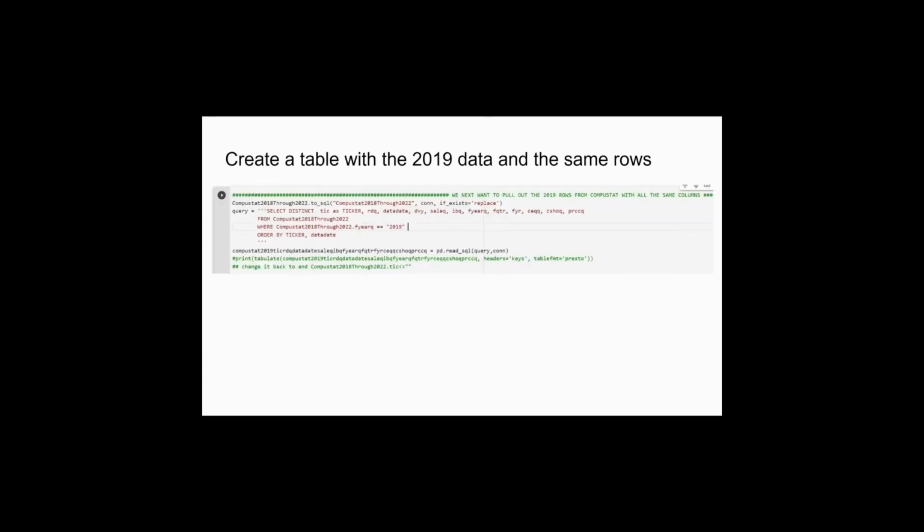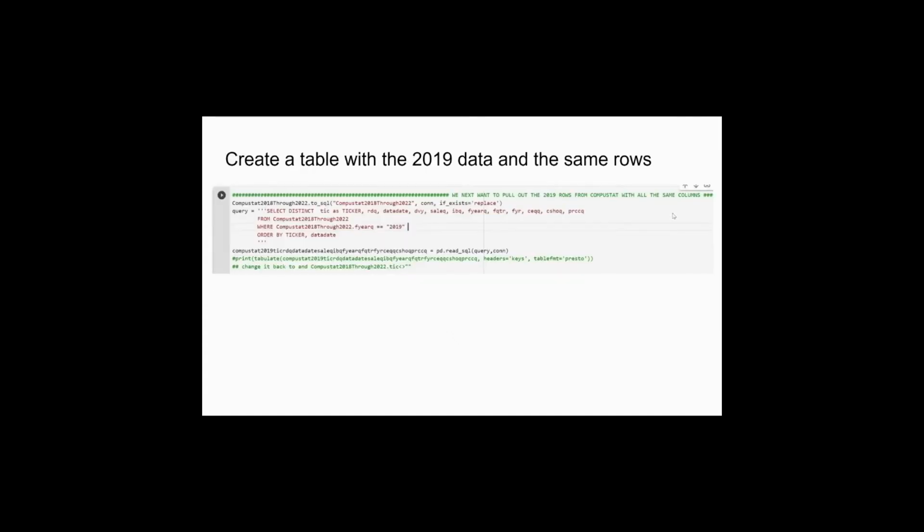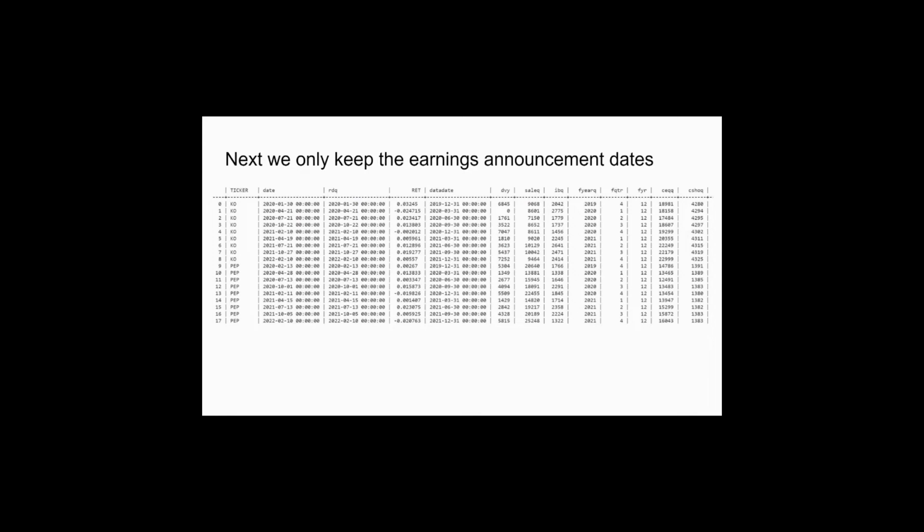Okay, so now this is for 2020 to 2022, and you can see it's for Coke and Pepsi. But now we want to create a table with the 2019 data and the same columns. Why do we want 2019 data? Well, we need to figure out what the sales were 4 quarters ago, and what the income was 4 quarters ago. The reason is that we need to calculate the seasonal random walk for sales and the seasonal random walk for income, and in order to do that, we need 4 quarters ago.